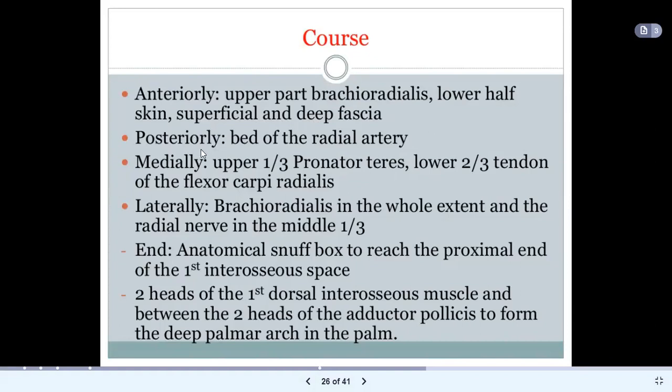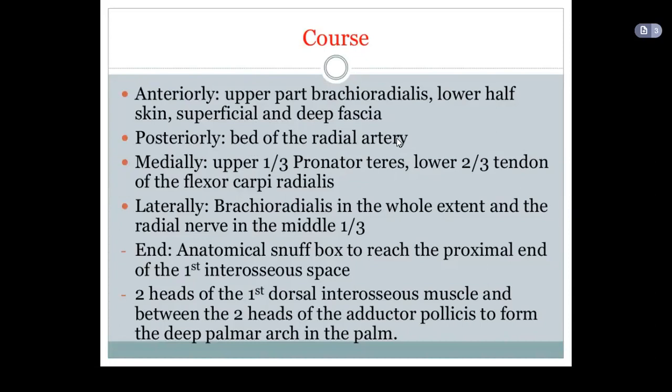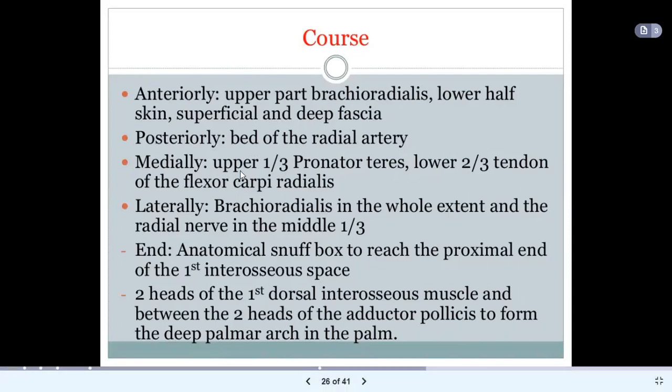Posteriorly, it is covered by what we call the bed of the radial artery, the muscles upon which the radial artery is lying. Then medially, you have the upper 1/3 is the Pronator Teres muscle.